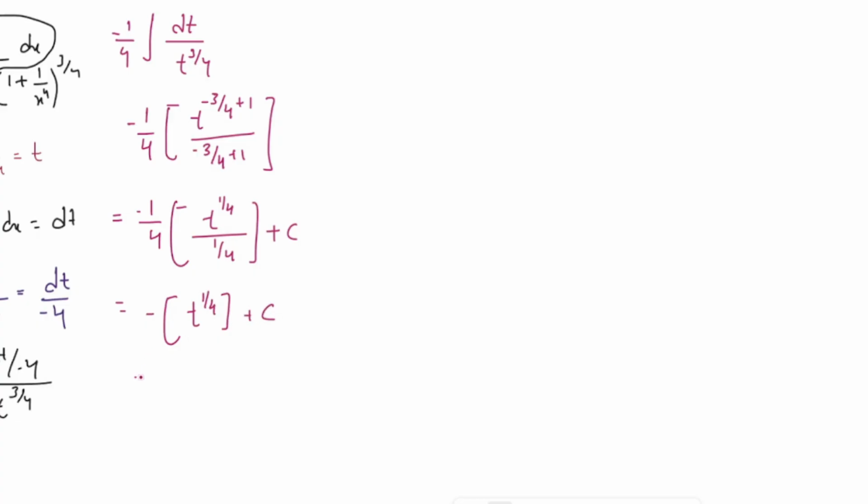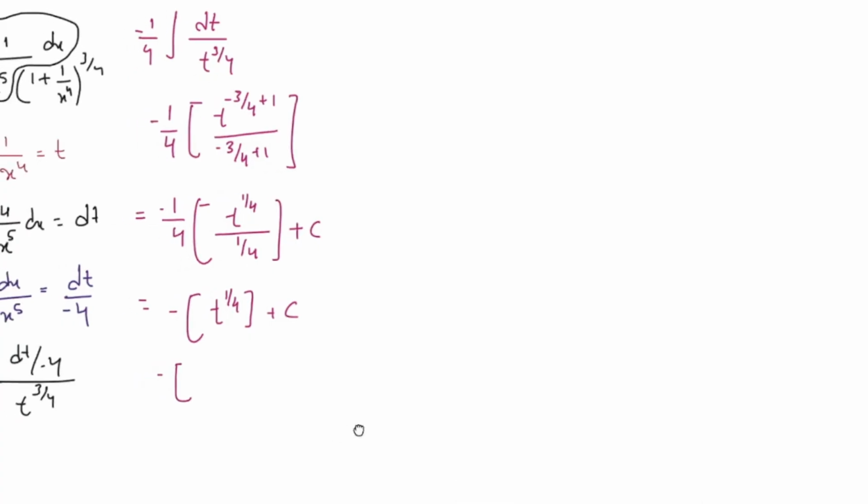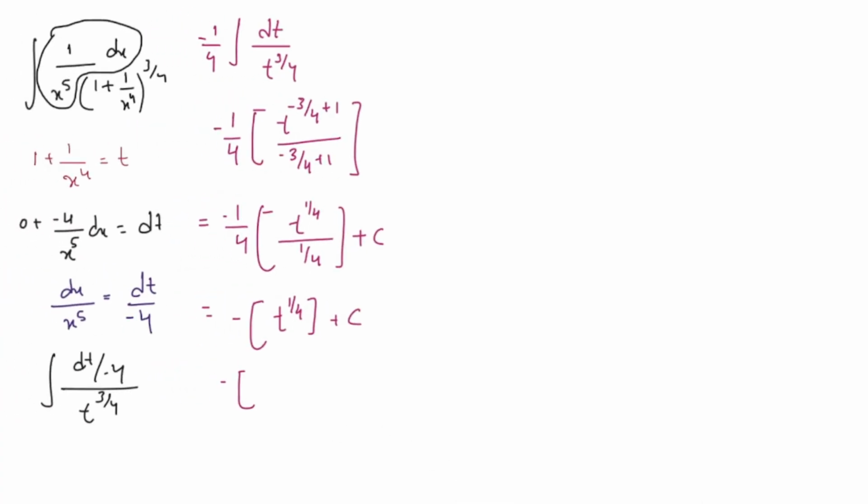But t is the substituted term, so let us replace t by its original function. Its original function is 1 plus x power 4, so 1 plus 1 by x power 4. Let us write that: 1 plus 1 by x power 4 the whole power 1 by 4 plus c. So this is the final answer.